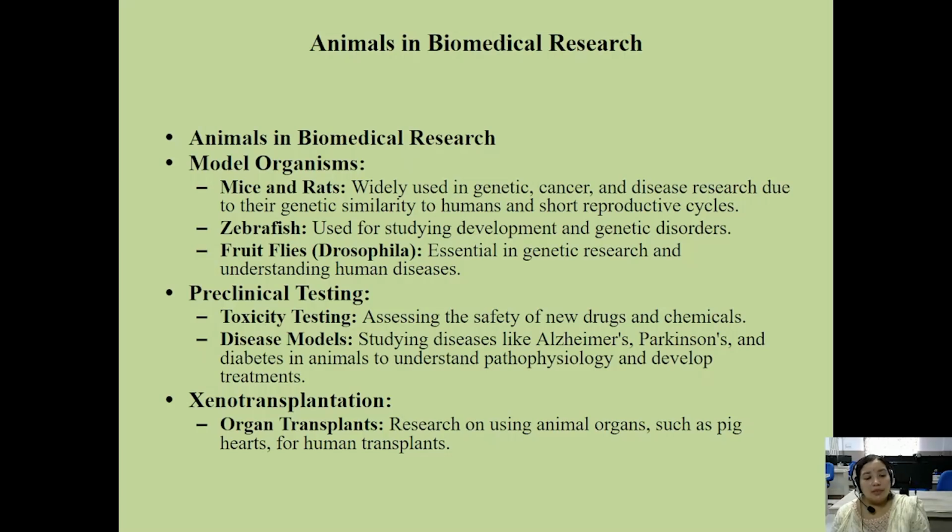Then transplantation is there: research on using animal organs, such as pig organs, for human transplant. So these are the uses of animals in biomedical research: model organisms, preclinical testing, and xenotransplantation.